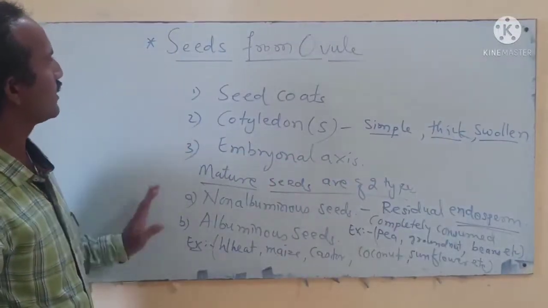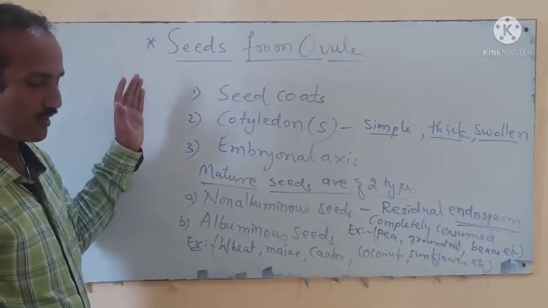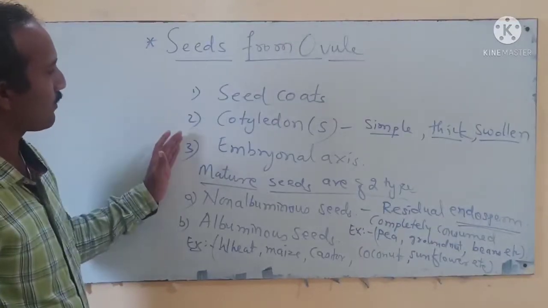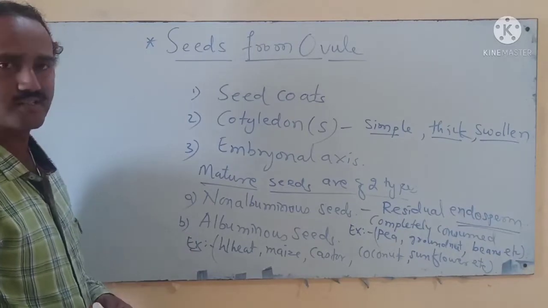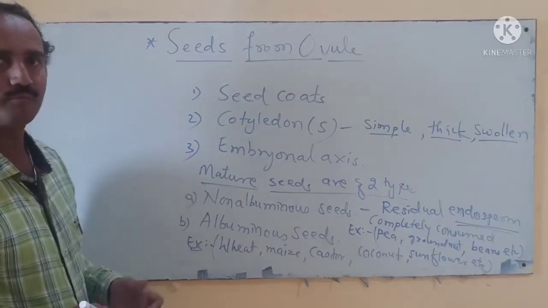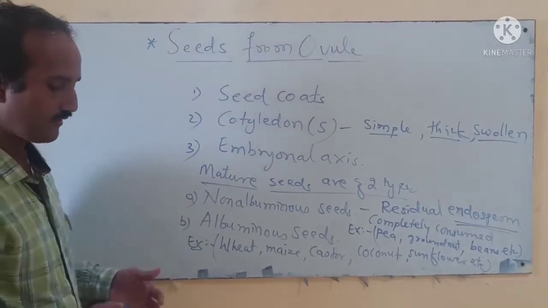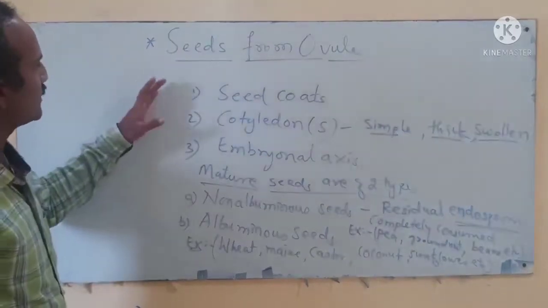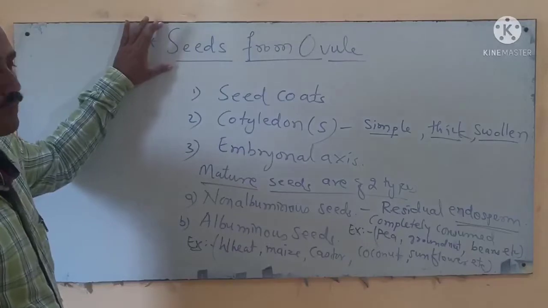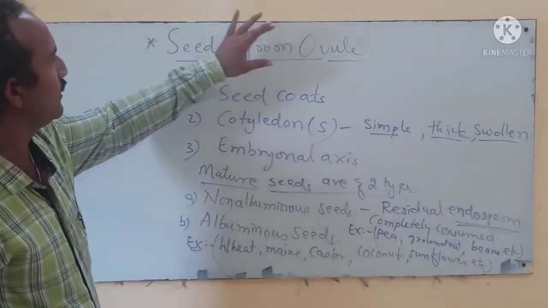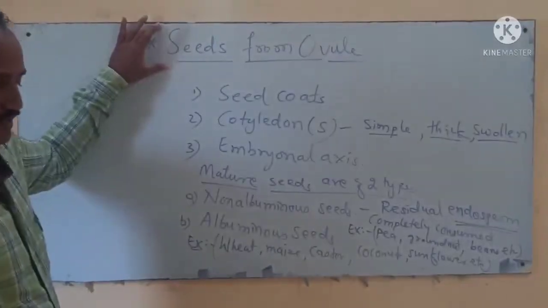So this is about the seed, how the germination will take place, what parts are present, the non-albuminous seeds and the albuminous seeds. These are the two types of mature seeds. Then we discuss some of the parts, how the development of ovule into seeds takes place, that we will discuss.